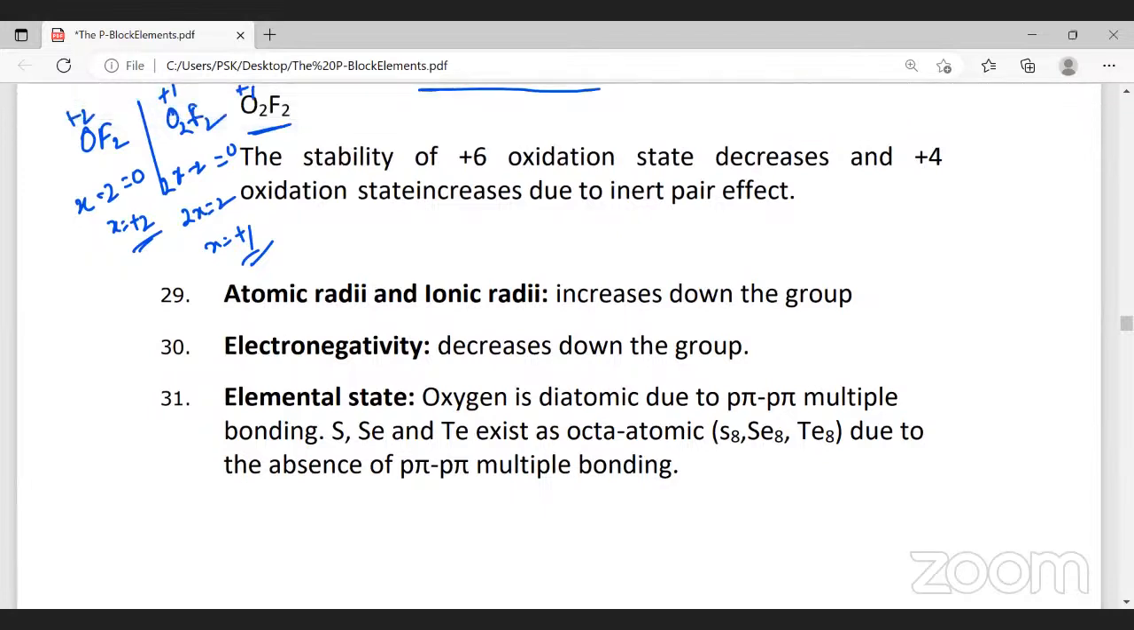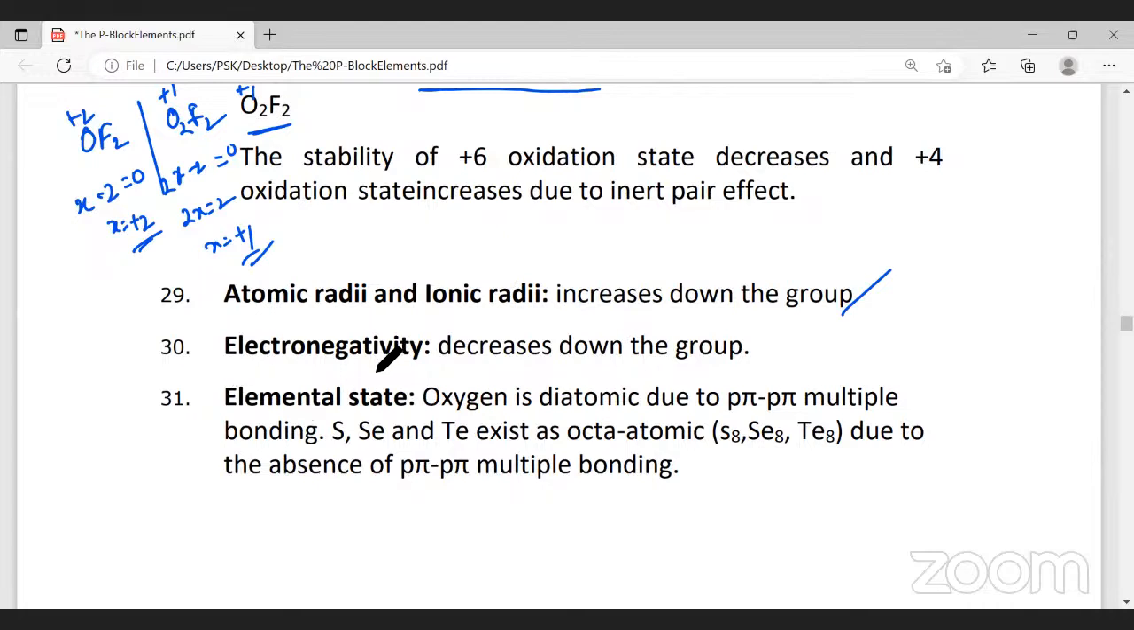Now, the physical properties in general. As you go down the 16th group, atomic size increases. There's no explanation required. You've been learning it from the first POC, right? Because as we go down the group, atomic number increases, new shells are added, new periods are formed, therefore atomic radii increases, and also ionic radii.